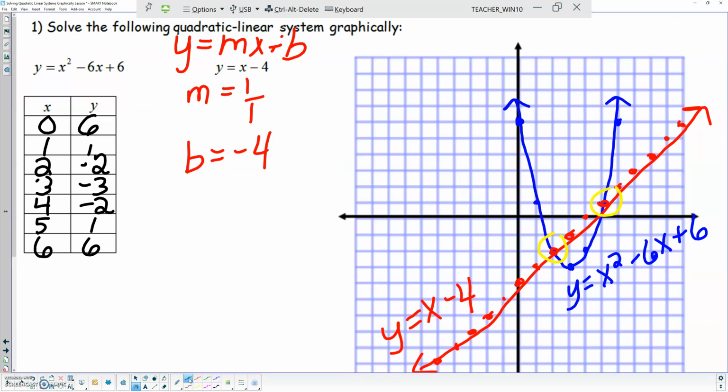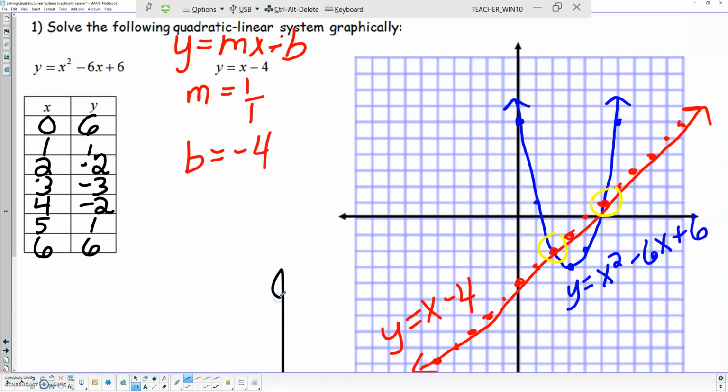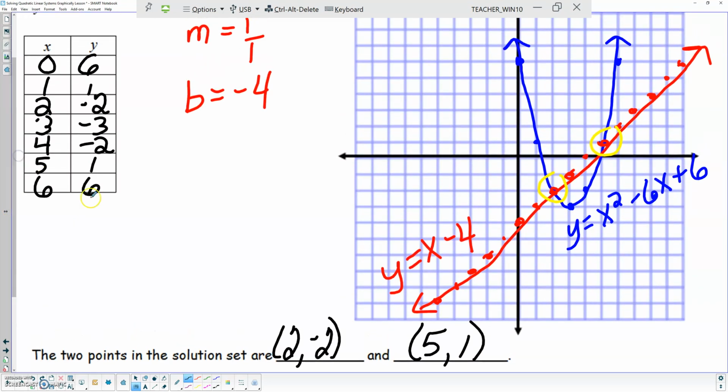My first solution was 2, -2. And then our second solution was 5, 1. All right, and that's graphing a quadratic linear system. There are 2 ways that you can check your answer in the calculator, so we're going to go over that next.